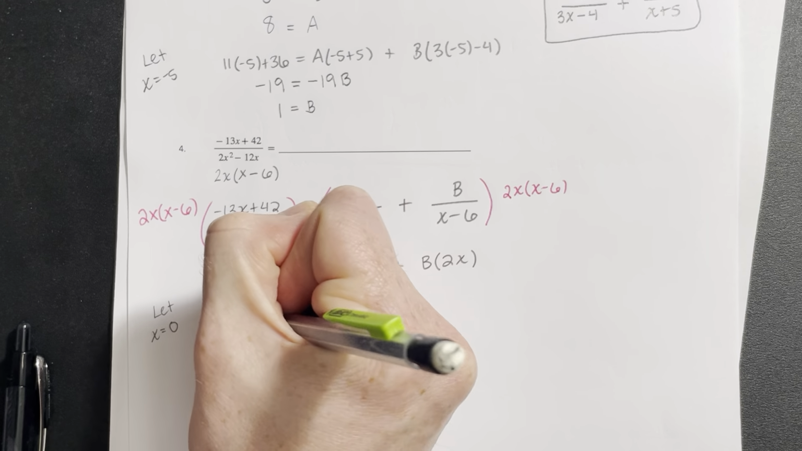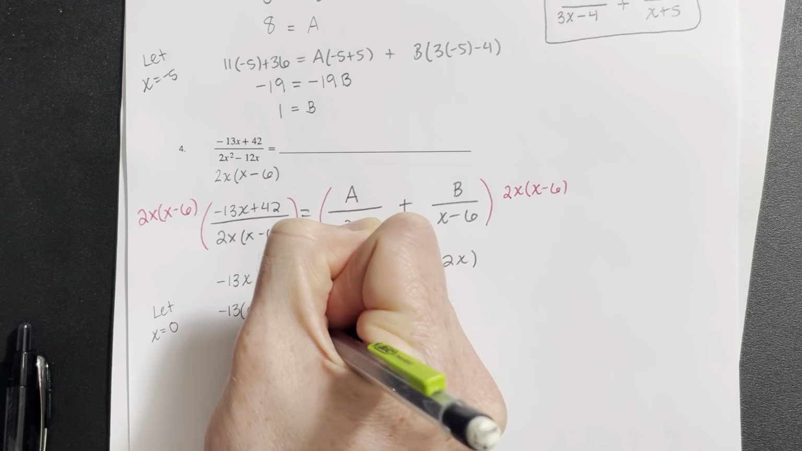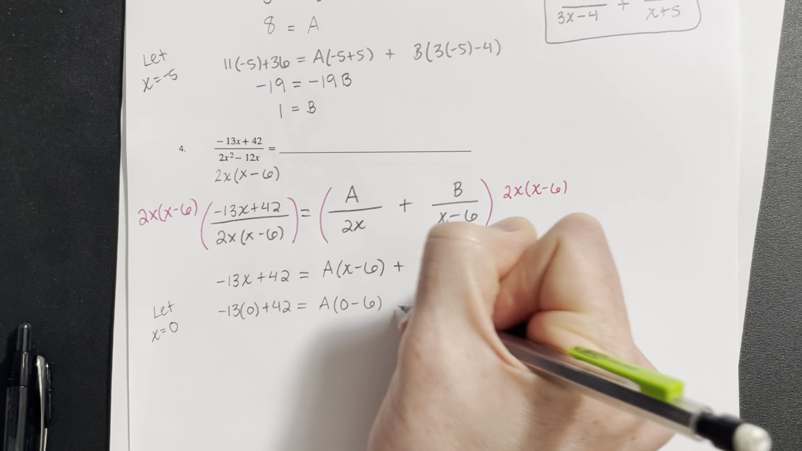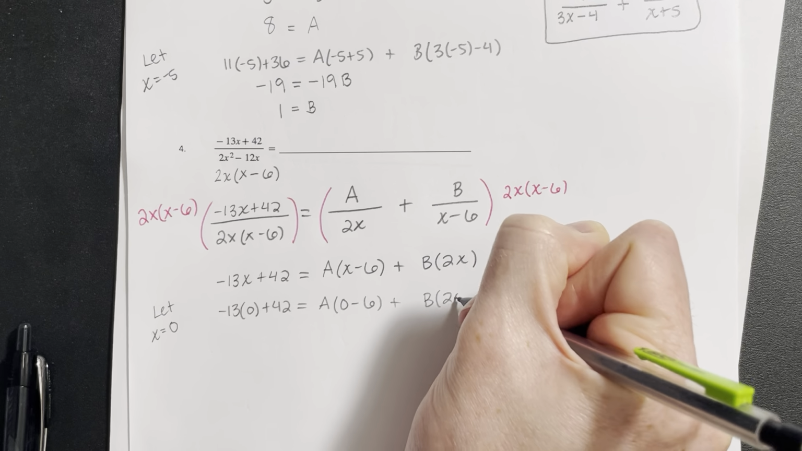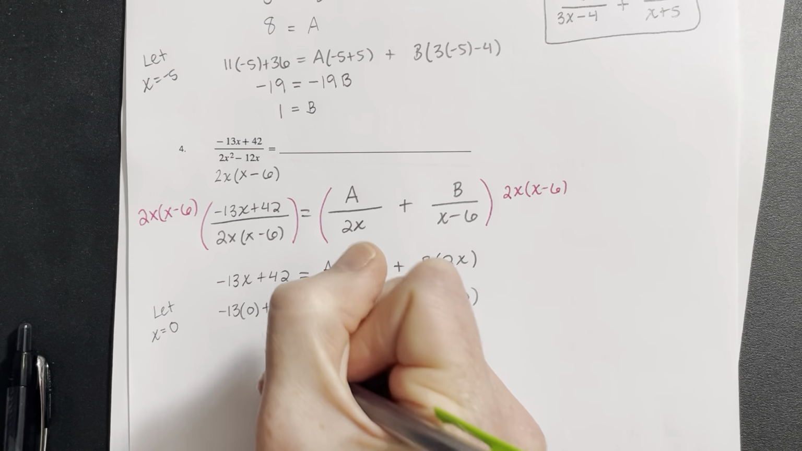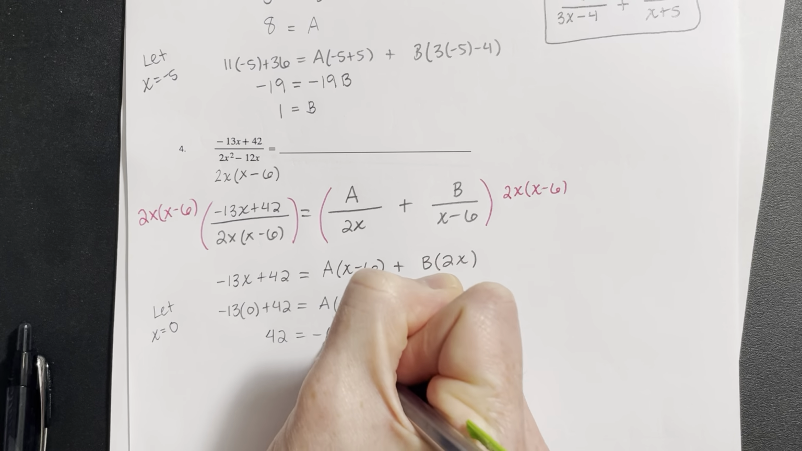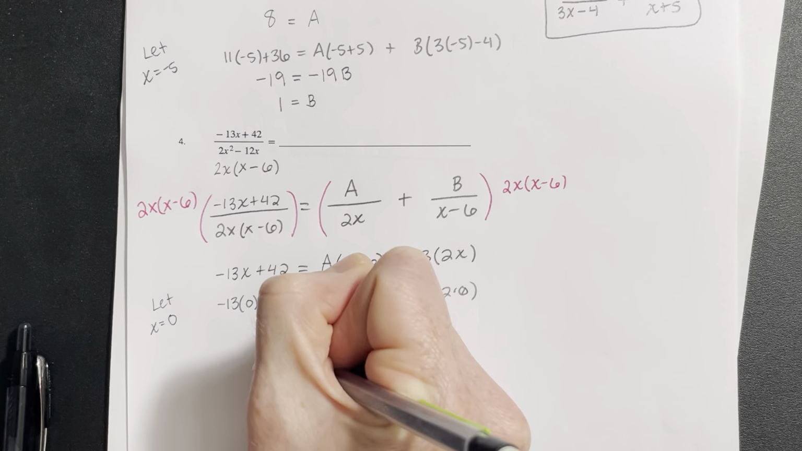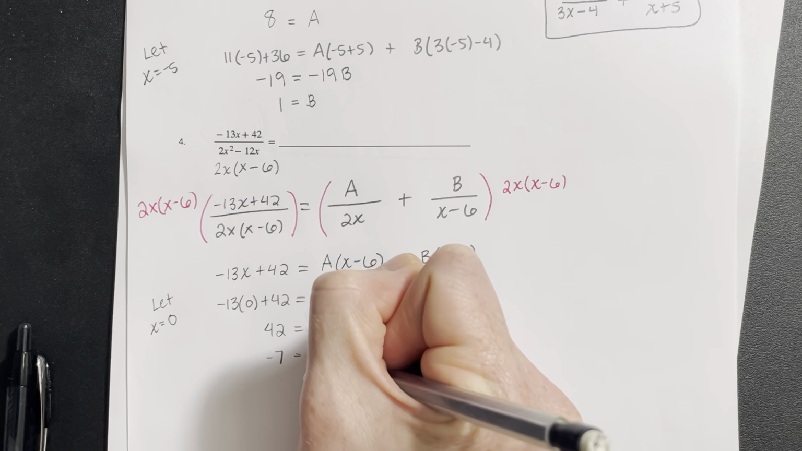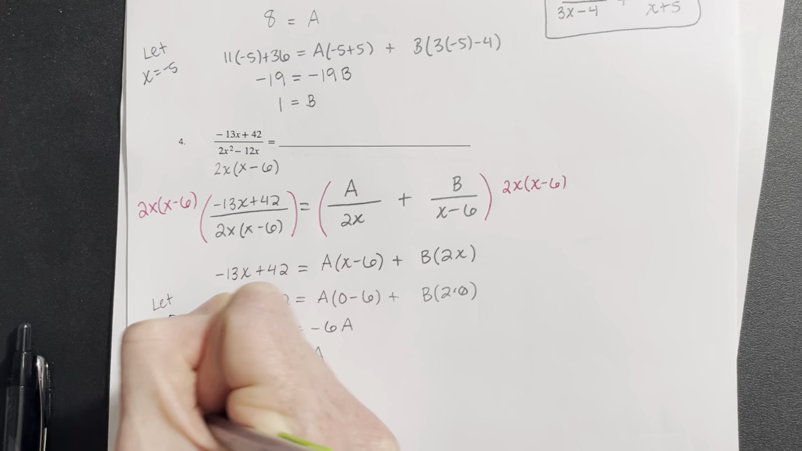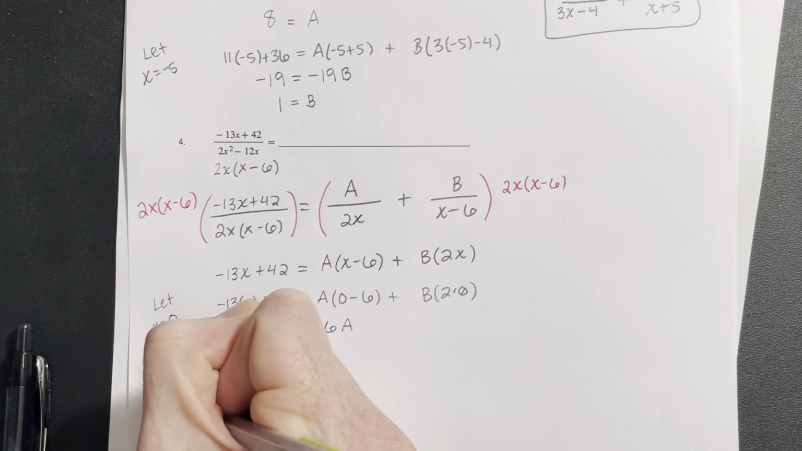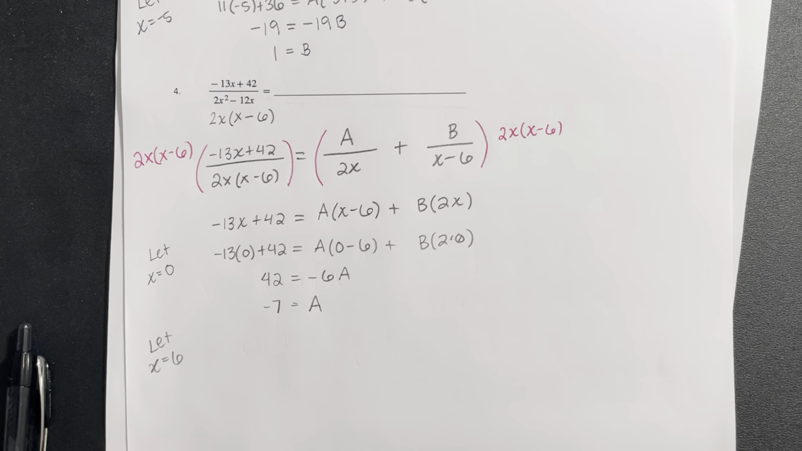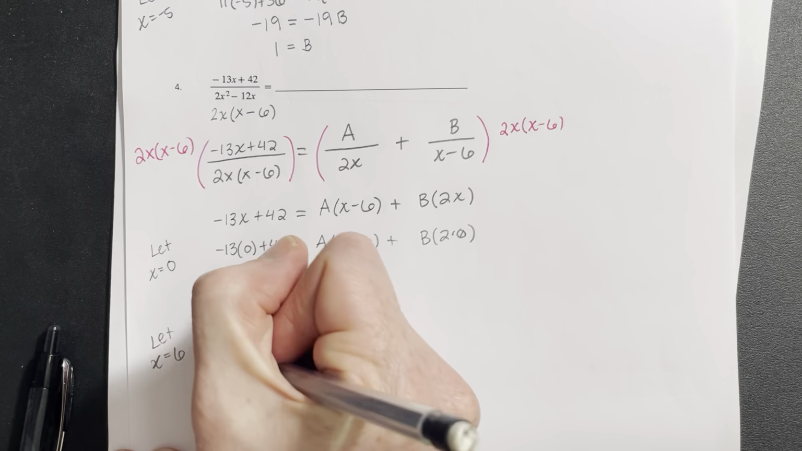That would be negative 13 times 0 plus 42 equals a times 0 minus 6 plus b times 2 times 0. That leaves me with 42 equals negative 6a. I divide by negative 6 and get negative 7. All right, then we're going to let x equal positive 6. That's coming from this other denominator, x minus 6, so the critical value is x equals 6.